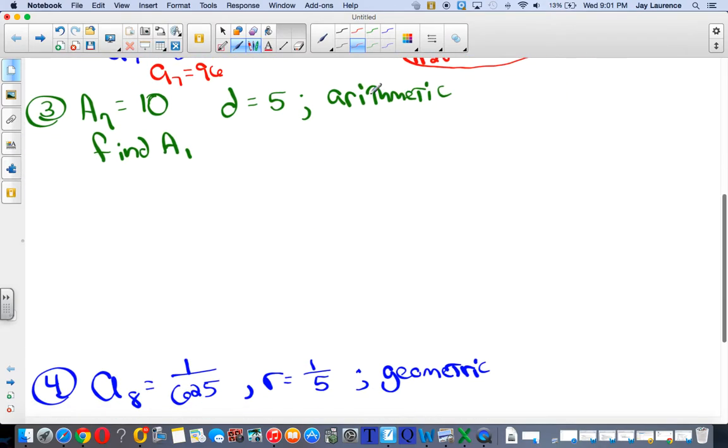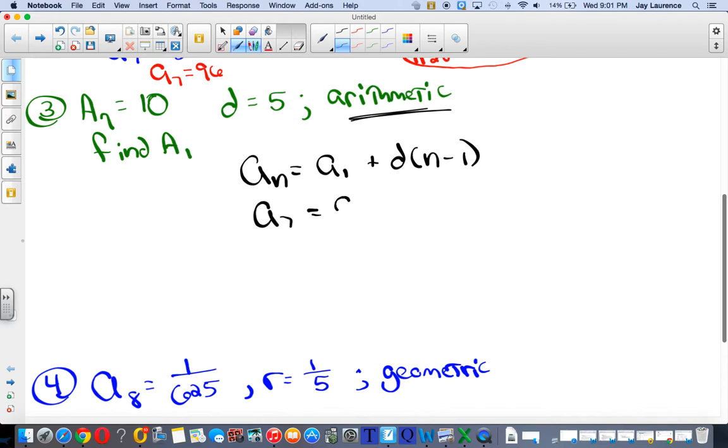All right, number 3. I'm told it's an arithmetic sequence, so I'm going to use the formula a sub n equals a sub 1 plus d times the quantity of n minus 1. All right, I'm going to fill in everything I can, and that's going to be what? A sub 7, a sub 1, I don't know, d is 5, n is going to be 7 minus 1.